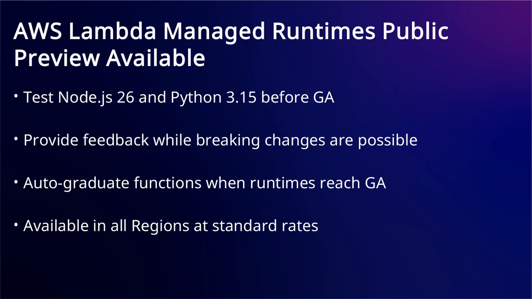Third-party observability providers and deployment frameworks can validate compatibility before GA. Your functions automatically graduate to GA when ready using the same runtime identifier, requiring no action from you. Preview runtimes are not covered by Lambda SLA or support plans and should not be used for production. You can access these preview runtimes through the Lambda console, AWS CLI, CloudFormation, SAM or CDK in all commercial, GovCloud, and China regions at standard Lambda rates.